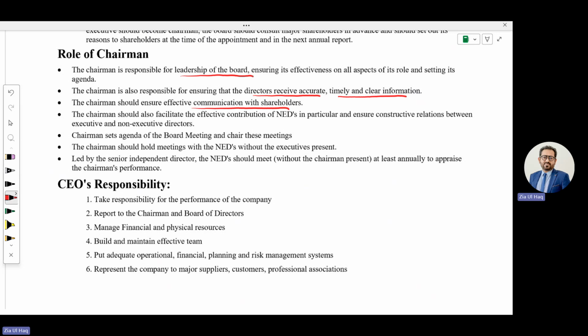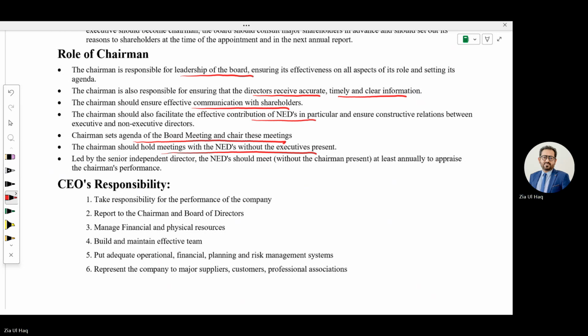The chairman should also facilitate the effective contribution of NEDs. He will ensure whether NEDs are contributing to strategy making of the business or not. They are working freely, not under the pressure of the executive director. They are challenging executive director decisions properly. Chairman sets the agenda of the board meeting, and not only sets the agenda, he chairs the board meeting. The chairman should hold meetings with NEDs without executive presence to assess CEO and executive director performance.